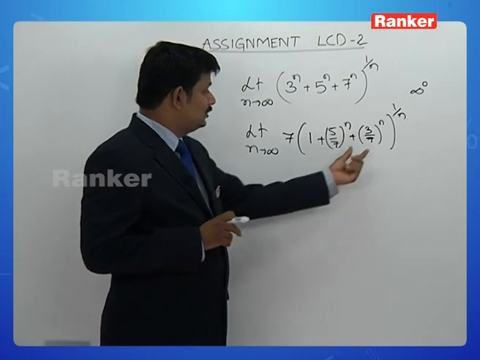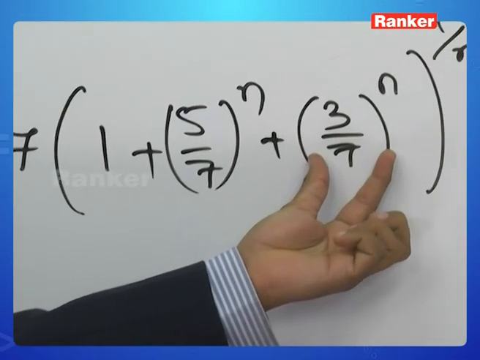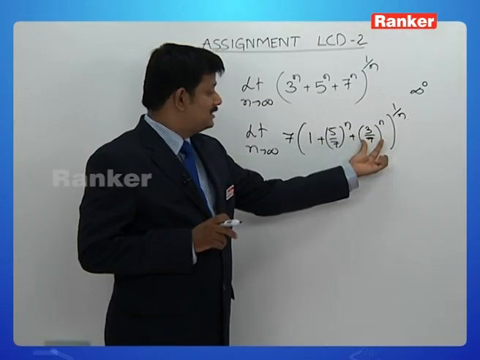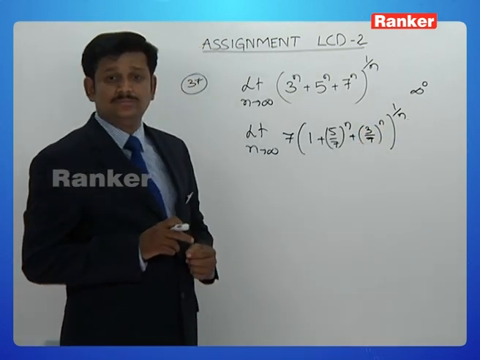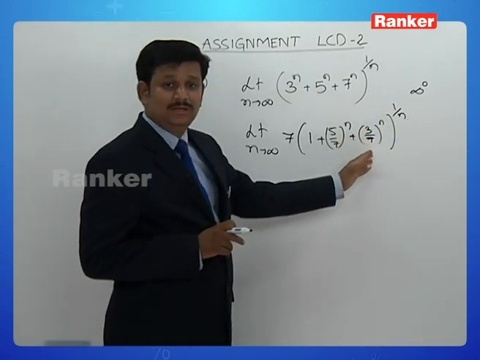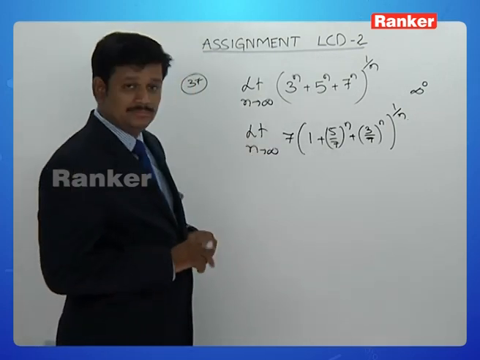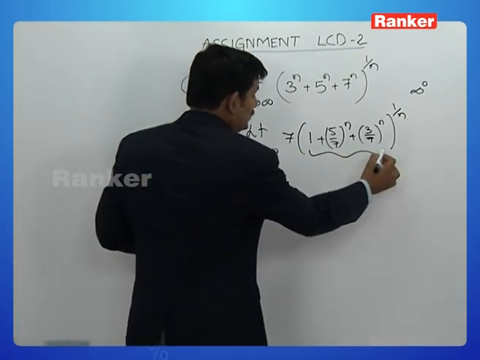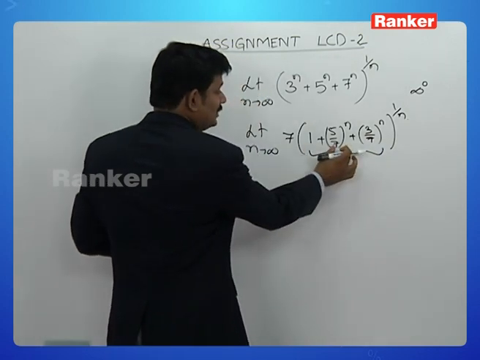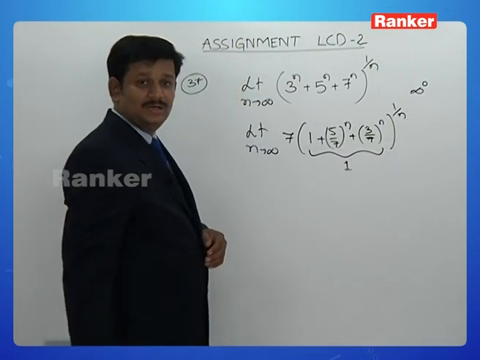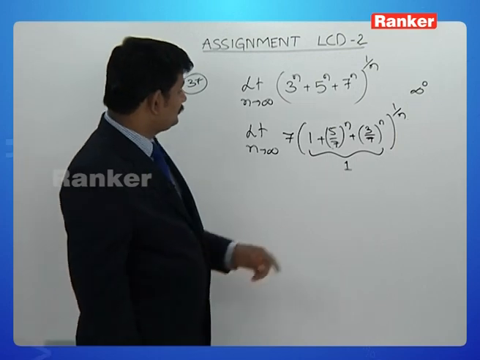And again, as n tends to infinity, 3 by 7 is smaller than 1, so 3 by 7 power n also tends to 0. Any number less than 1, when it is raised to an infinitely large power, will tend to 0. So, this base is now tending to 1. This is 1, 0, 0. Their sum would be tending to 1.